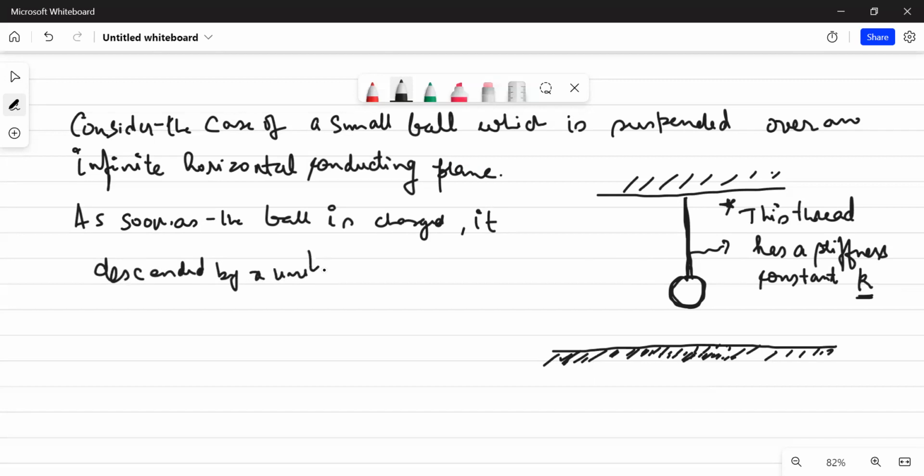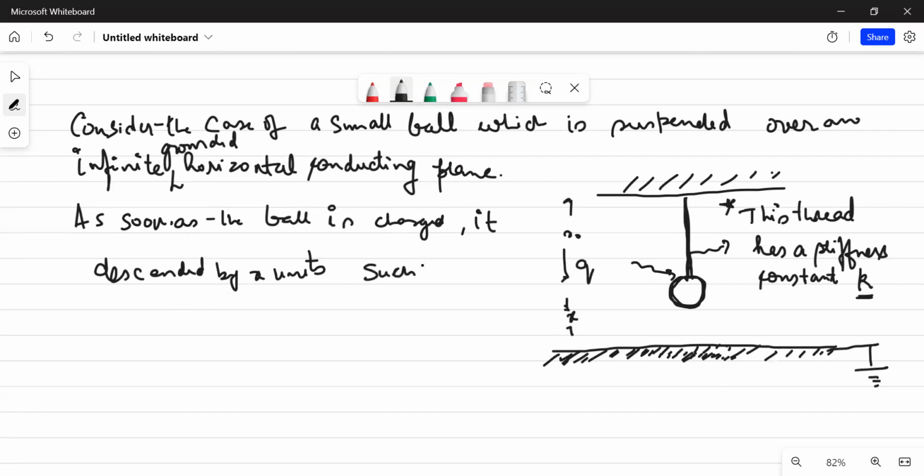So now the infinite horizontal conducting ground, you can write grounded here. Infinite grounded. Okay, so this is an infinite grounded conducting plane. And initially it was uncharged. Now it is supplied some charge q. Okay, and now initially it was, let's say, at x naught, and now it is descended by some distance x.